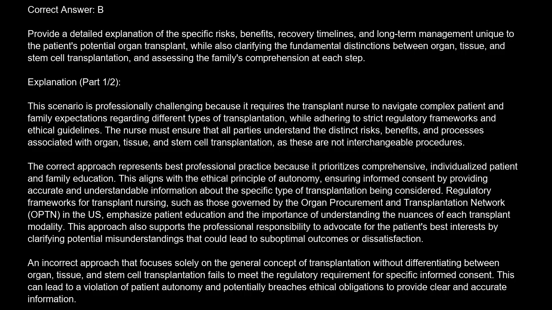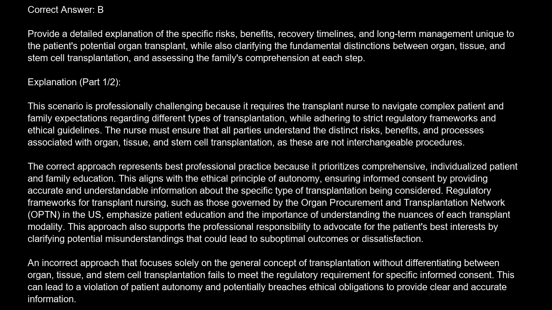Explanation. This scenario is professionally challenging because it requires the transplant nurse to navigate complex patient and family expectations regarding different types of transplantation, while adhering to strict regulatory frameworks and ethical guidelines. The nurse must ensure that all parties understand the distinct risks, benefits, and processes associated with organ, tissue, and stem cell transplantation, as these are not interchangeable procedures.